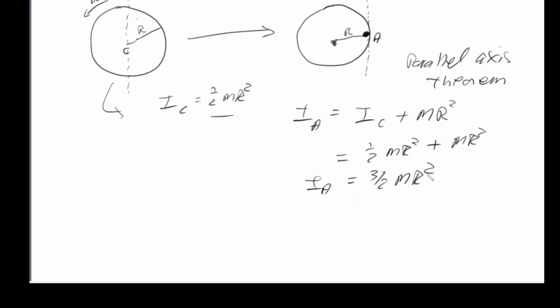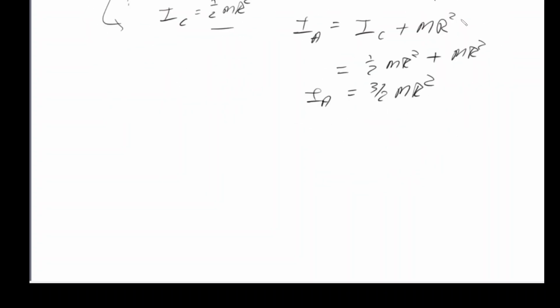So we want to know what the angular velocity is through point A. So we use conservation of angular momentum. So that states that L1 equals L2. So L1 would be I through the center of mass times omega, and that has to equal I through A times omega prime, which we'll call the new angular velocity.